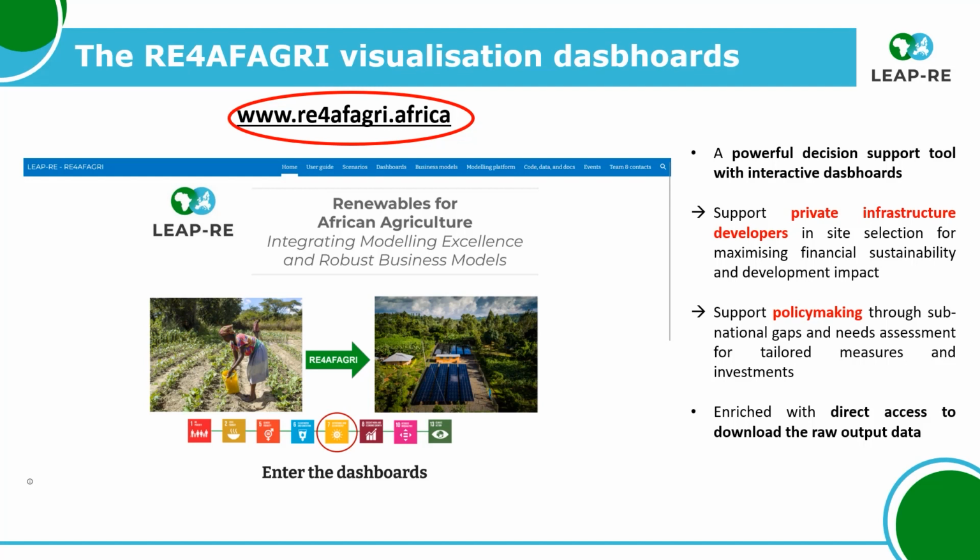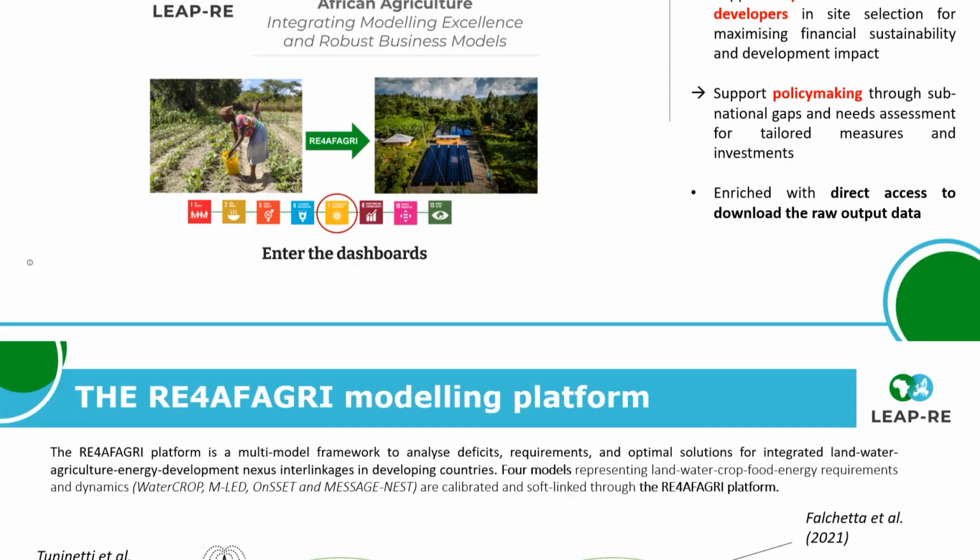Moreover, the RE4AFAGRi dashboards are enriched with direct access to the output data, so you can directly download the output data that can be useful for additional scientific research on the topic. To access the visualization dashboards, it's sufficient to connect to the website www.re4afagri.africa, which is the official project website, where, along with additional information on the different types of outputs and tools that have been developed as part of the project, it's really easy to access the dashboards.